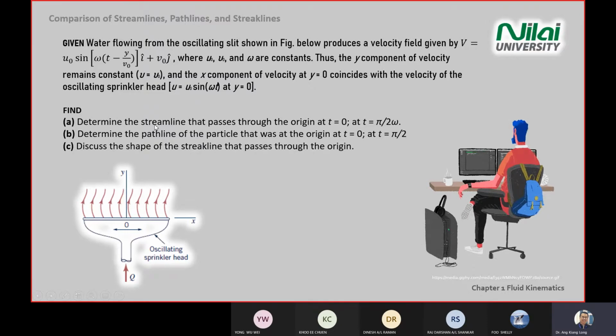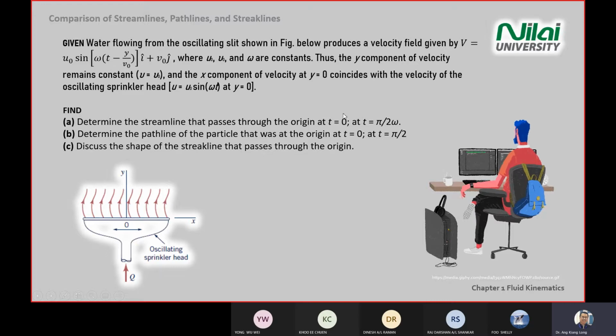For A, we need to determine the streamline that passes through the origin at 2 scenarios. We will go for t equal to 0 first, and then we solve for t equal to pi over 2 omega. You have to know that you are having two sets of equations here. One is the velocity field, one is the sprinkle head. You have to be aware of this. And both equations have the t term. For the velocity field, you have a t term inside the equation, sine wt minus y v naught. For the sprinkle head, you have the t here.